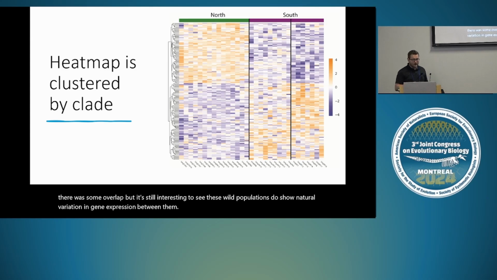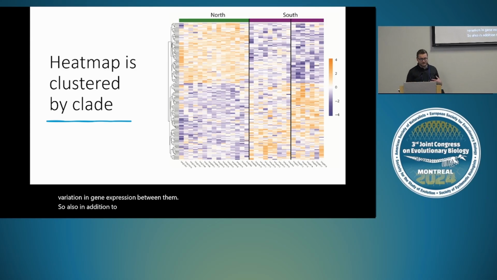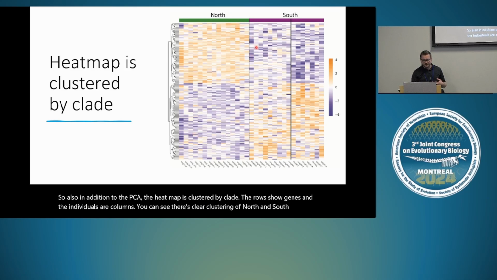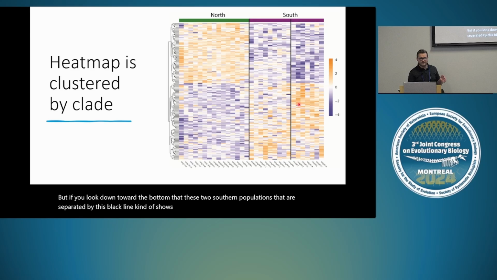In addition to the PCA, the heat map is clustered by clade. The rows show genes, and the individuals are columns. You can see there's clear clustering of North and South along this first grouping. I want to point out that the orange is upregulated relative to one population, and the indigo color is downregulated relative to the other population. But if you look down toward the bottom, these 2 southern populations that are separated by this black line show some dissimilarity between each other.